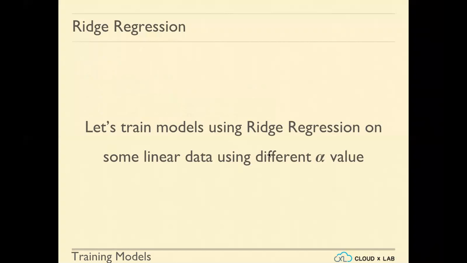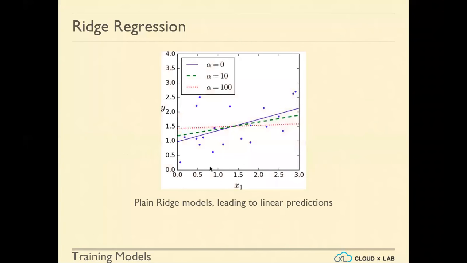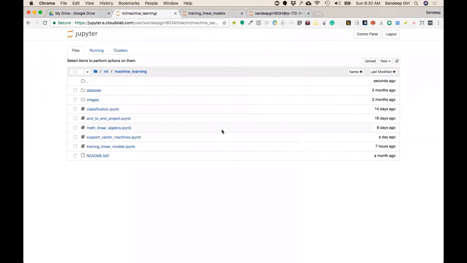All right. So let's train the model using ridge regression on some linear data using different alpha values. The code is not really important right now. The important idea here is that we understand this, because all of these algorithms are readily available to you.